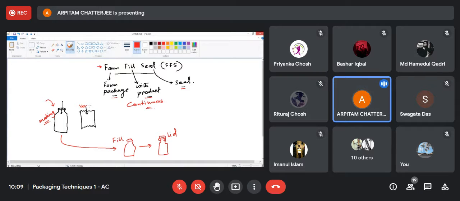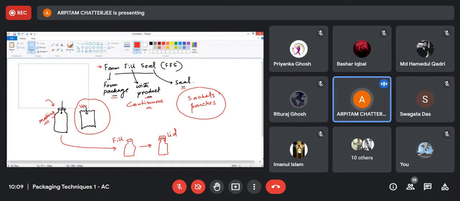But in the case of a shampoo sachet or oil pouches, this kind of sachets and pouches always need a continuous process, which is called form fill seal. Now there are different types of arrangements commonly used for form fill seal. We will see two major arrangements.